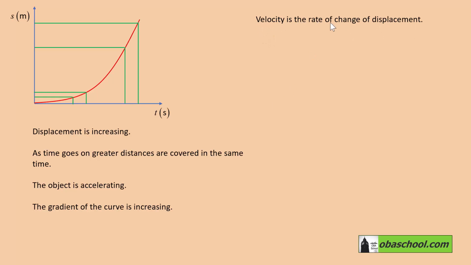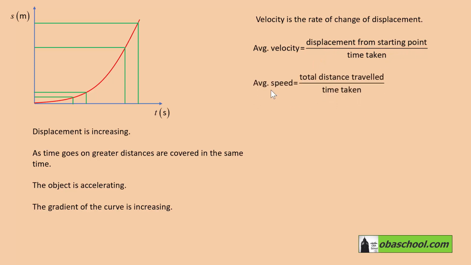Velocity is the rate of change of displacement. Average velocity is the displacement from the starting point divided by the time taken. The average speed is the total distance travelled divided by time taken. And we'll look at the difference between these two in one of the examples that follows.